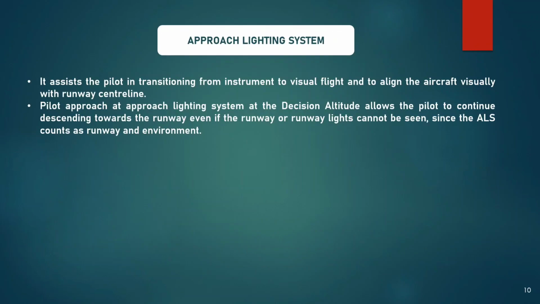Approach lighting system. It assists the pilot in transitioning from instrument to visual flight and in aligning the aircraft visually with the runway center line. Pilot acquisition of the approach lighting system at the decision altitude allows the pilot to continue descending towards the runway even if the runway or runway lights cannot be seen, since the ALS counts as the runway environment.